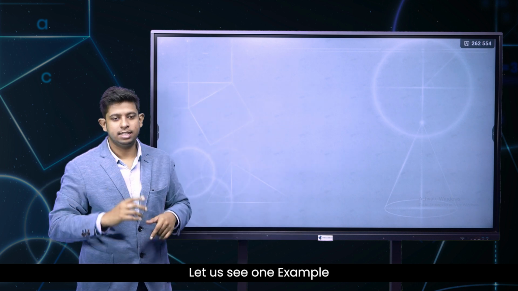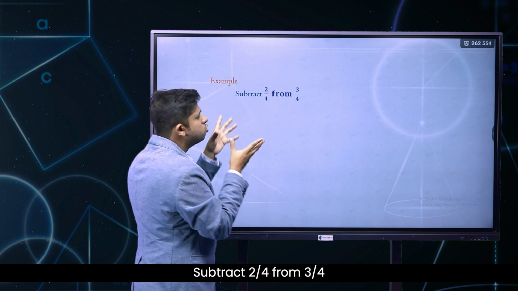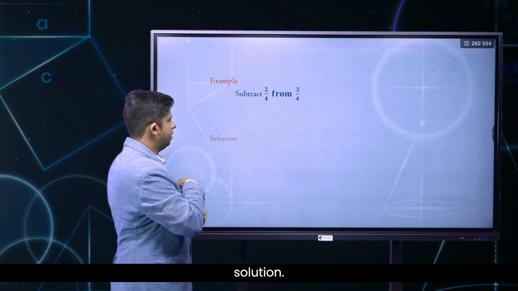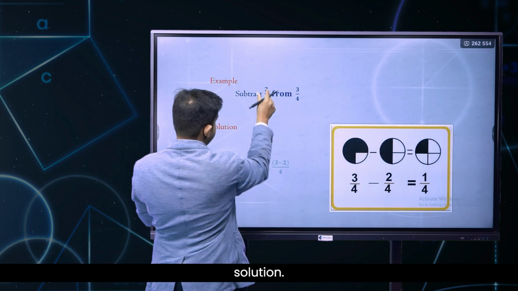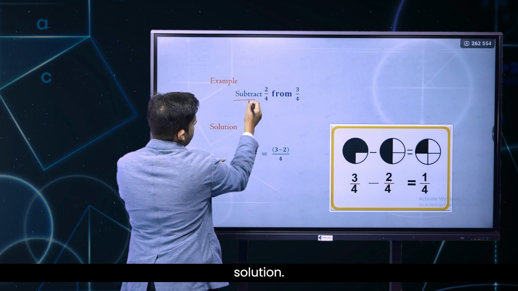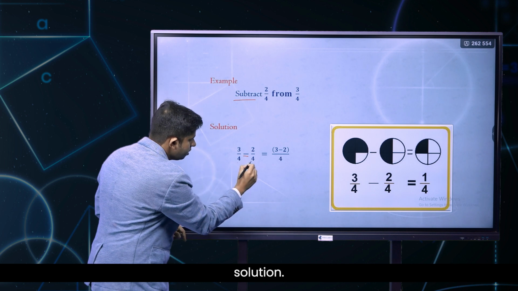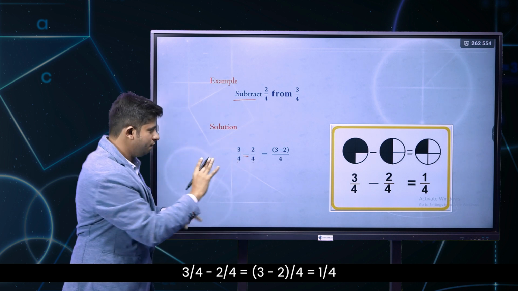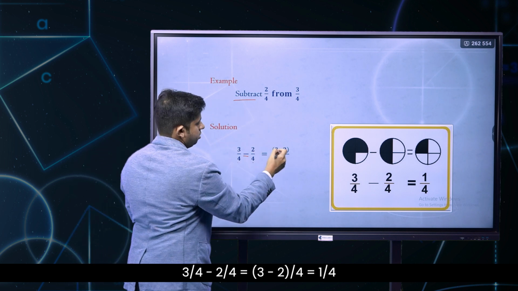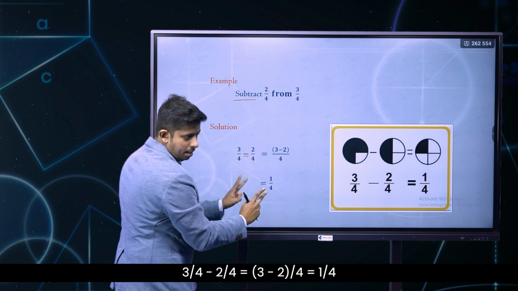Let us see one example. Subtract 2 by 4 from 3 by 4. Solution. 3 by 4 minus 2 by 4 is equal to 3 minus 2 by 4, which is equal to 1 by 4.